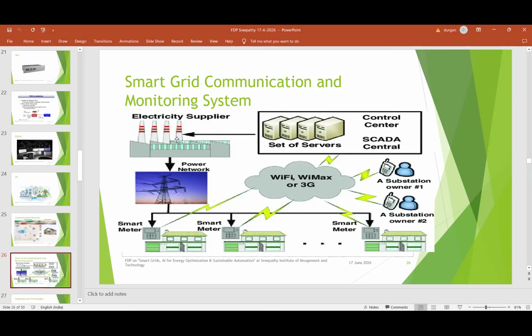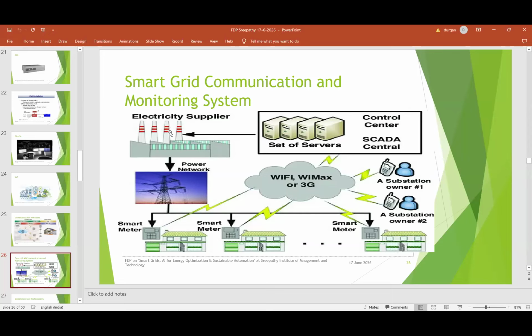Here it is in an electricity supplier. The supplier is the power plants, which generate electricity. This is the generation unit, and this electrical energy goes to the consumers through a grid system or power network. The power network is the grid system, with the transmission and distribution lines.